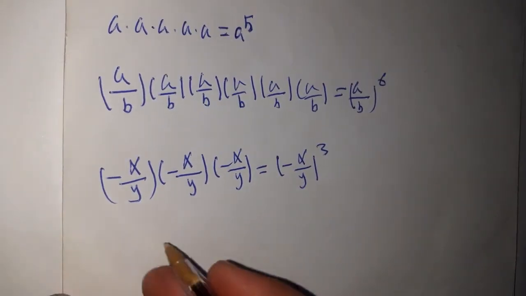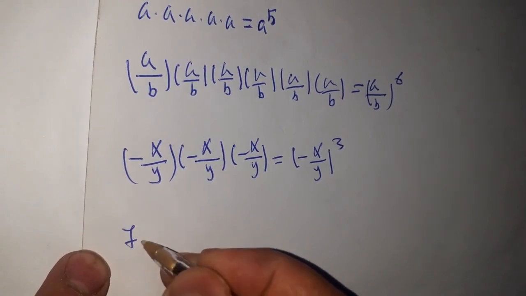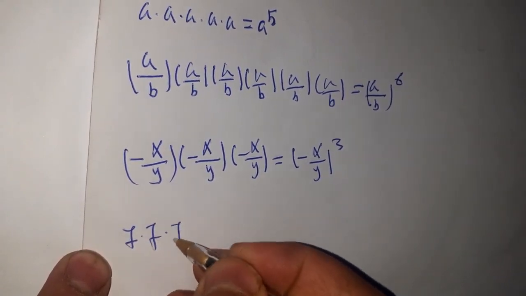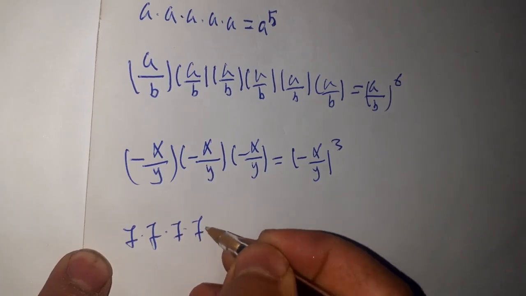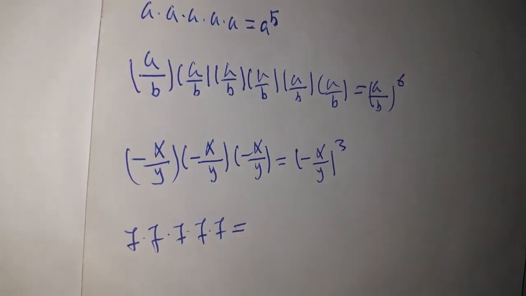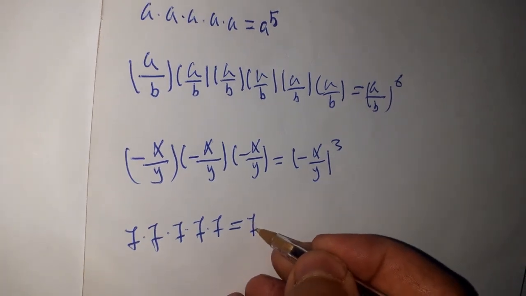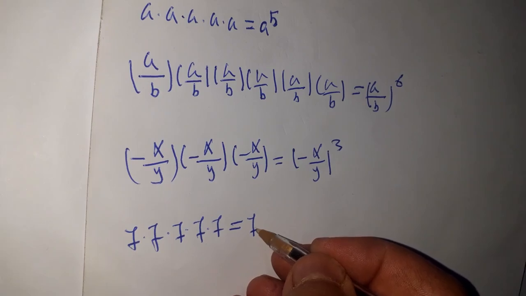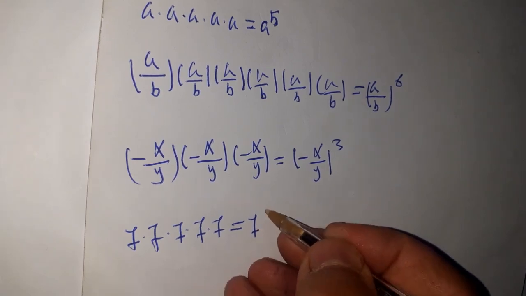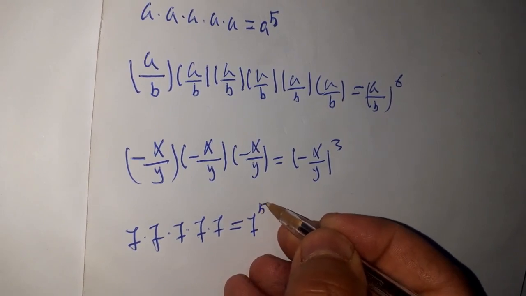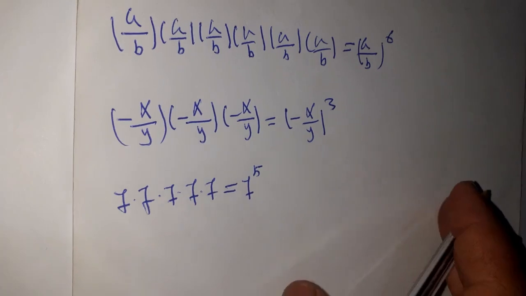Example with numbers, 7 times 7 times 7 times 7 times 7 equals. The number that is repeated is 7, so 7 is the base and the number of repetitions is 5, so 5 is the exponent or power.